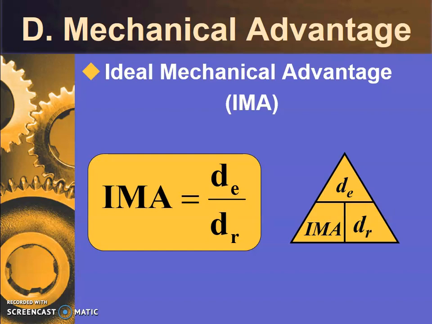IMA stands for ideal mechanical advantage. And this is one of those rare calculations where you do not have a unit. Okay, ideal mechanical advantage does not have a unit, it is just a number. D is for distance, so this is going to be measured in meters. Meters. Okay.